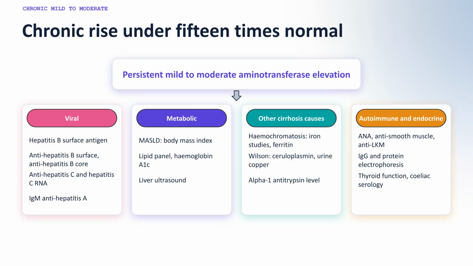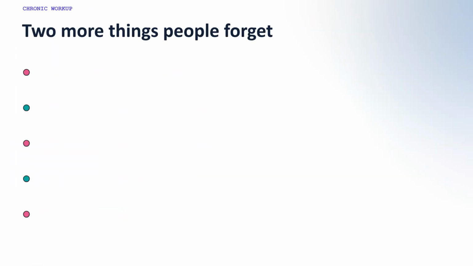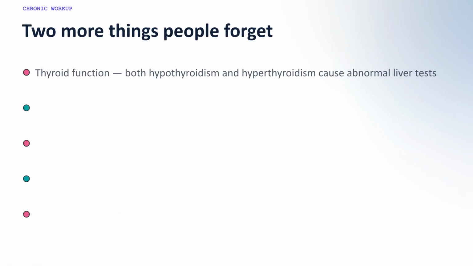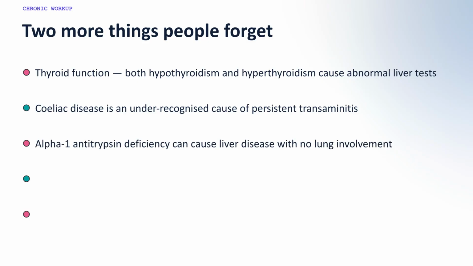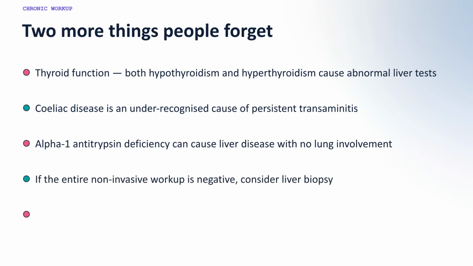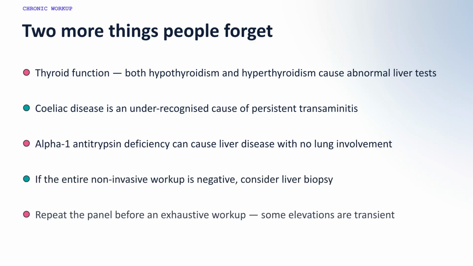And finally, autoimmune and endocrine causes. 2 causes are forgotten more than any others. Thyroid disease. Both hypothyroidism and hyperthyroidism are associated with abnormal liver tests, so send a thyroid-stimulating hormone. And coeliac disease, which is a genuinely under-recognized cause of persistent transaminitis. Also remember that alpha-1 antitrypsin deficiency can cause liver disease with no lung involvement at all. If the whole non-invasive workup comes back negative, liver biopsy is the next step. And repeat the panel first. Some elevations simply go away.